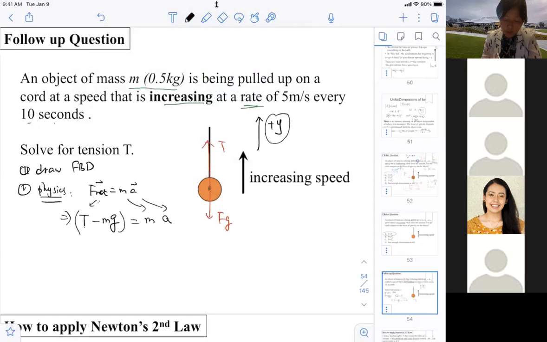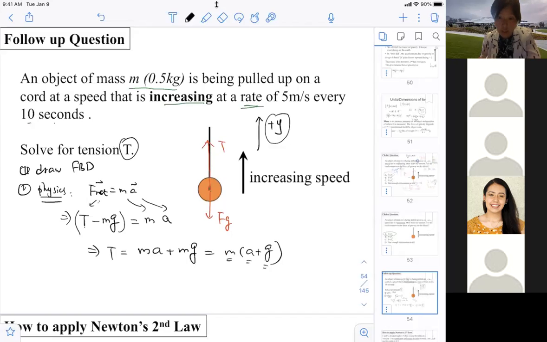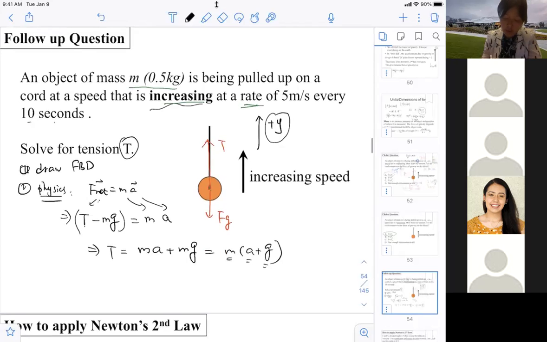So we know that in order to solve for the tension, right, we just need to do ma plus mg. We know the mass, we know what g is, we just need to know the acceleration. Okay, so does it tell us anything about the acceleration? It does tell us the rate of change in speed. So we know that the physics involved in that is the kinematics.